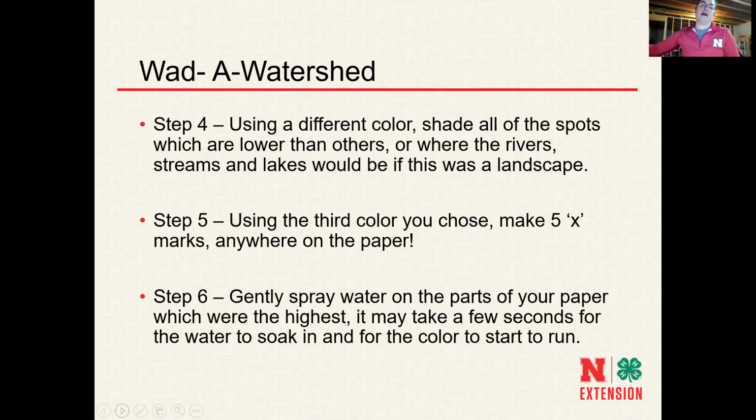And so this last step, step 5, you're going to take your third color, whatever that third color is, and make 5 X marks anywhere on the paper. And I'll explain what those X marks are after we complete step 6. So no clues as to what they are. If you've done this activity before, don't tell your siblings what the X's are and give it away. But we're going to do 5 X's somewhere on the paper.